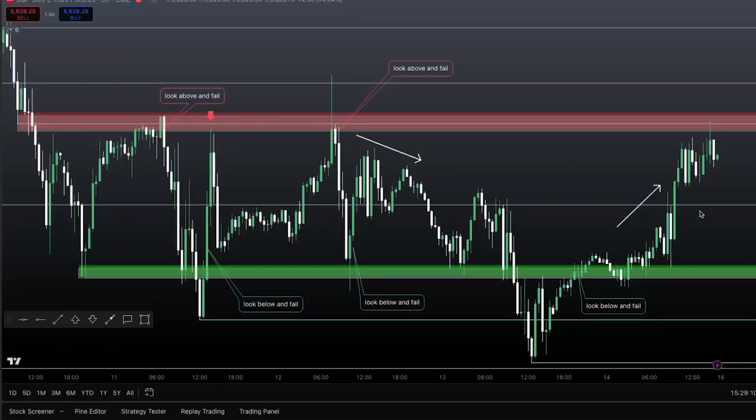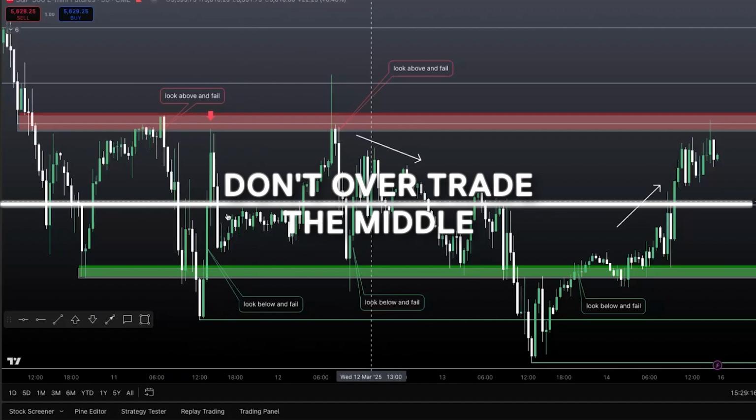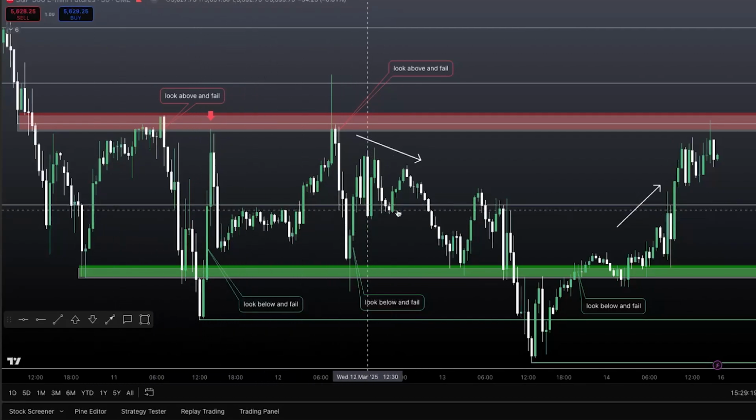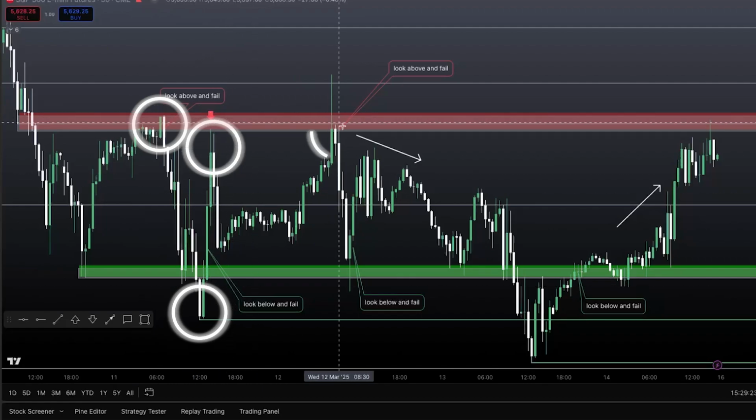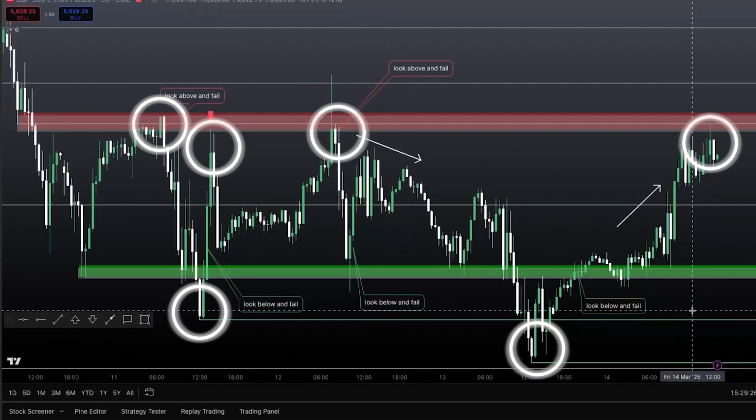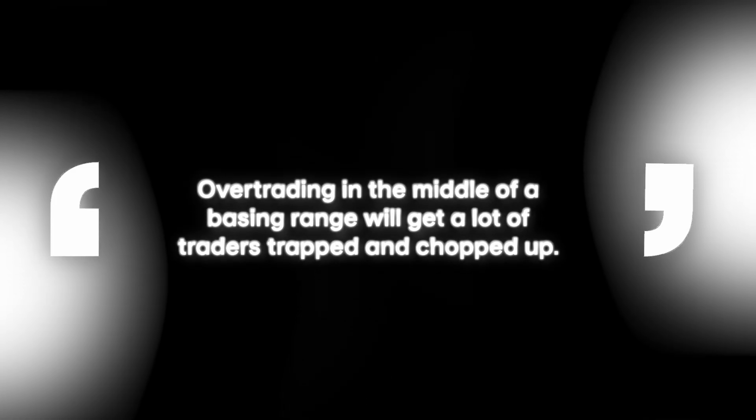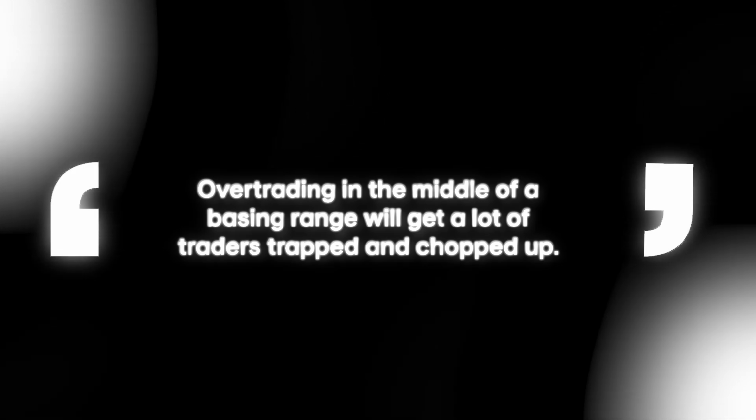Another factor to keep in mind when you're trading inside of these basing range structures, you don't want to engage a whole lot of trades in the middle. It tends to be very trappy and choppy around the pivot in the middle. You really want to focus only on initiating trades near the edges. These are where your much better quality trades are. Over trading the middle of a basing range will get a lot of traders trapped and chopped up.